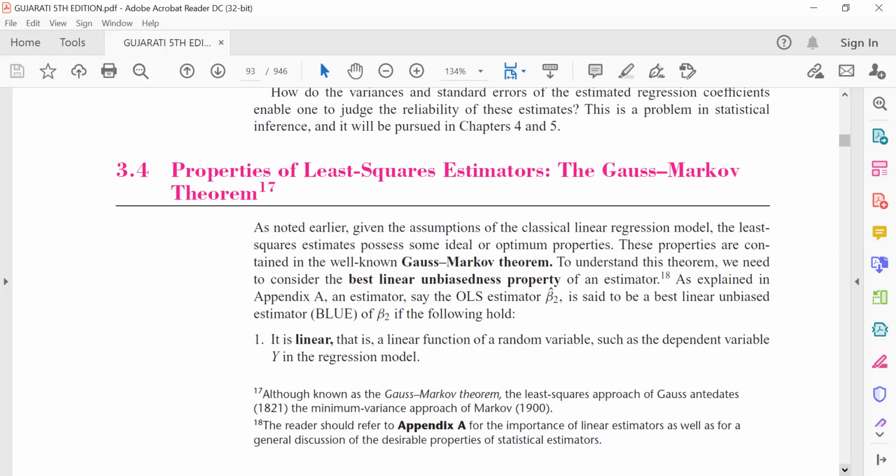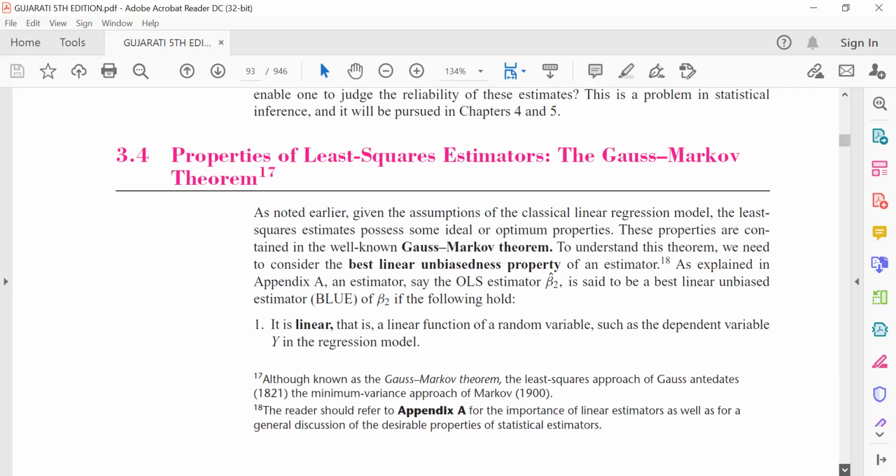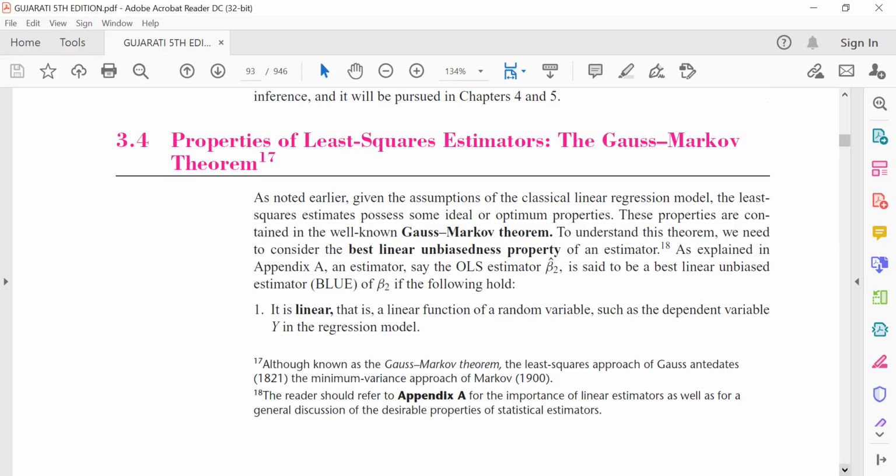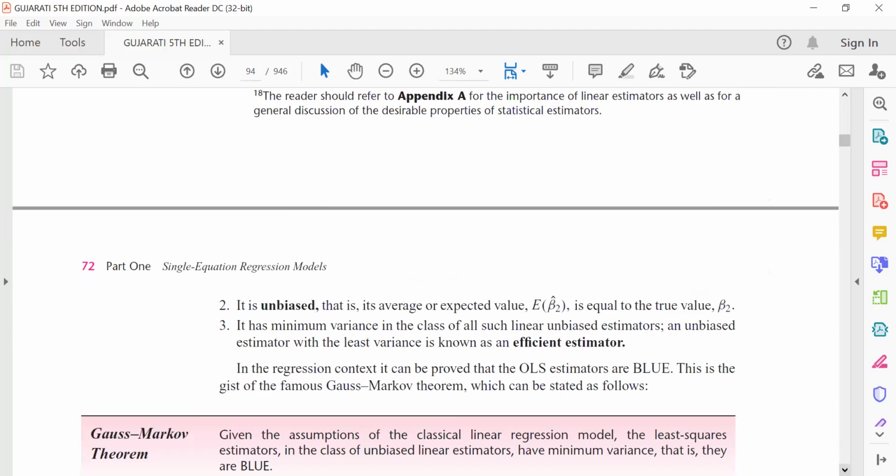Linear means that the parameters in the estimated equations have a linear coefficient, a linear function of random variables, such as the dependent variable y in the regression model. Okay, we explained already that the parameter must be linear. Unbiased, this means the expected value of beta 2 is equal to beta 2.